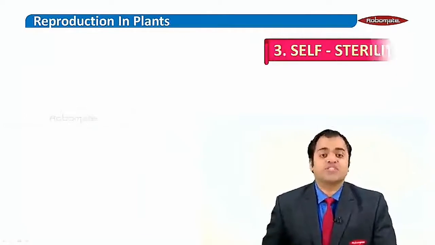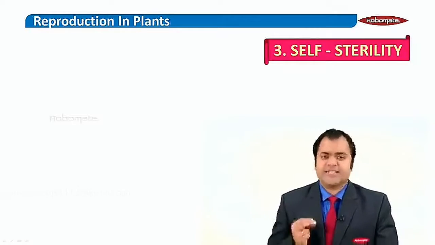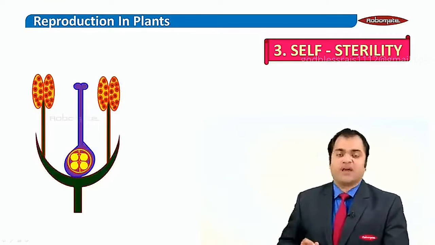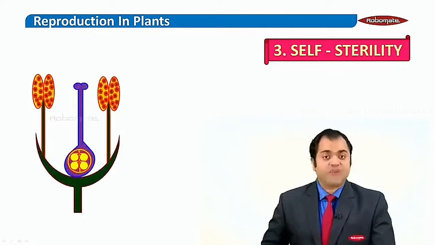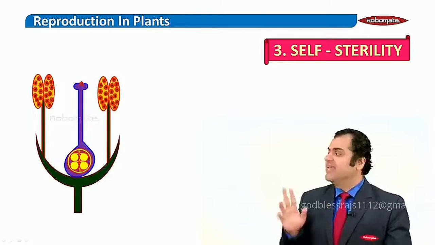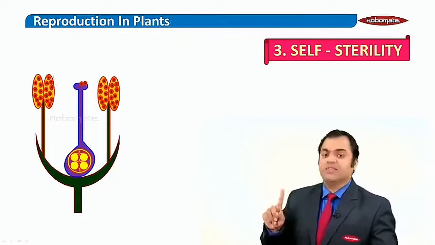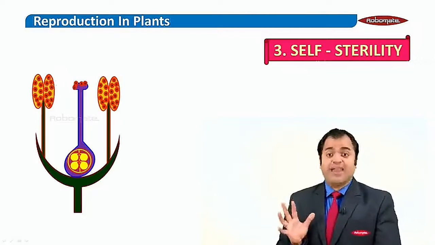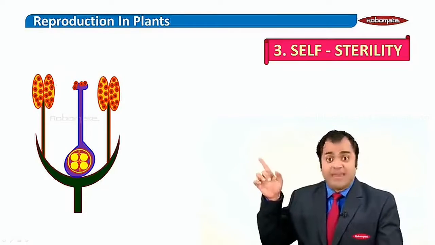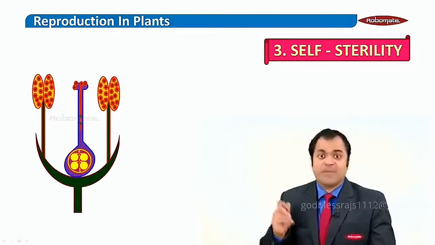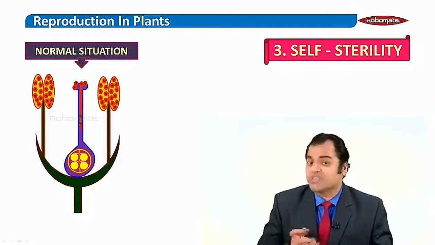The third situation is called self-sterility. Let's understand what is self-sterility. Now look at this bisexual flower here. When the time is right for self-pollination, it basically has to transfer the pollen from the anther to the stigma of the same flower. And when the conditions are right, the pollen will germinate and a pollen tube will be produced and fertilization will be achieved. This is a normal situation.